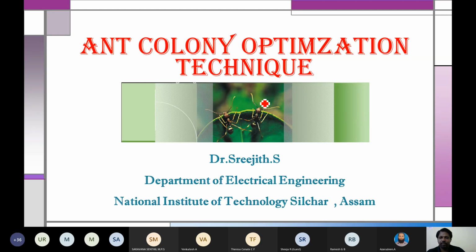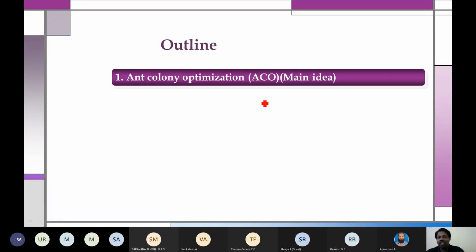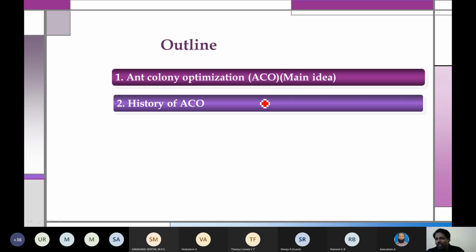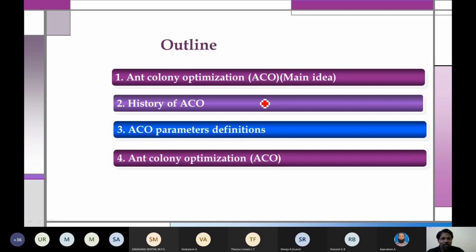Okay, and let me give the outline of the presentation. We'll be starting with ant colony optimization. That means what is actually ant colony, what is the history behind this one, what is actually the inspiration, because all these techniques are created with respect to some process. So what is the inspiration behind ant colony optimization? We will see. What are the parameters, because whatever optimization you take, at least one or two parameters will be there to tune it, right?